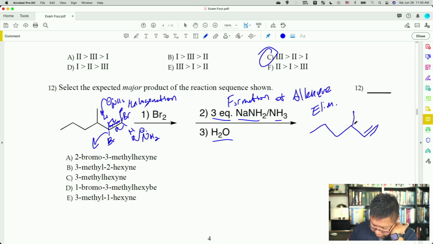And the name of this product is, got a methyl on the 3 there, right? Get the alkyne on the first carbon, so it's going to be 3-methyl-1-hexyne. So that's going to be E, right?